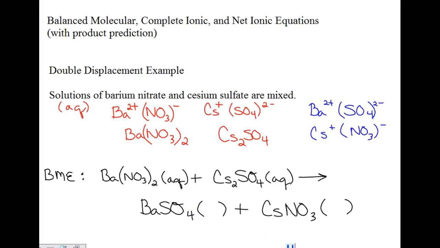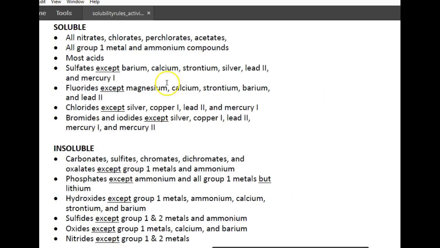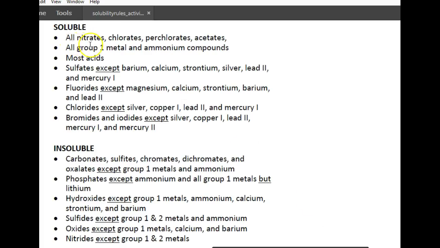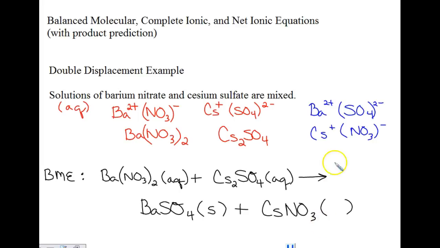So barium sulfate, under soluble, sulfates are listed except barium. Things that are exceptions are the opposite. So an exception to soluble means it's insoluble. So we can go back here and say that this is a solid. All nitrates are soluble, also all group 1 metal compounds. So we've got 2 rules confirming that our cesium nitrate is going to be aqueous, because soluble means dissolved in water.